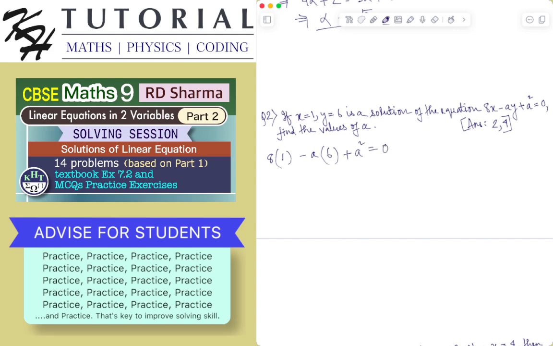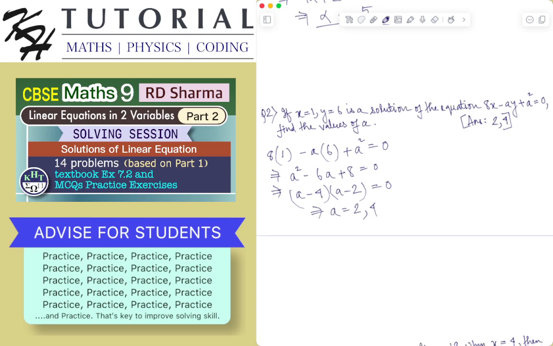So we are getting a quadratic equation in the variable a, from where we can easily solve for a. So this implies a square minus 6a plus 8 is equal to 0. We can easily factorize. Using the factorization method, we can solve for a. After factorization, a minus 4 multiplied by a minus 2 is equal to 0. So we know that we will have two values of a. a will be equal to 2 and 4. Okay, let's see the next problem.